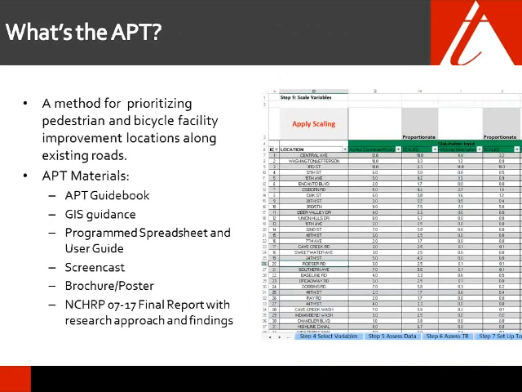So what is the ActiveTrans Priority Tool? As I mentioned, it is a model methodology for prioritizing pedestrian and bicycle facility improvements. It consists of a number of materials. There's the APT guidebook, which is really the framework that a user would refer to in order to step through the prioritization process. Along with that, we've developed a program spreadsheet and user guide. This spreadsheet is really intended to help agencies implement the APT methodology. So we've done a lot of the work for you, and it's a matter of plugging in your data and getting results out of that.